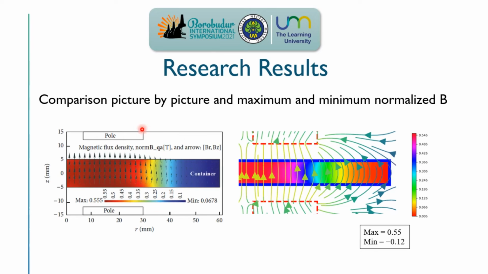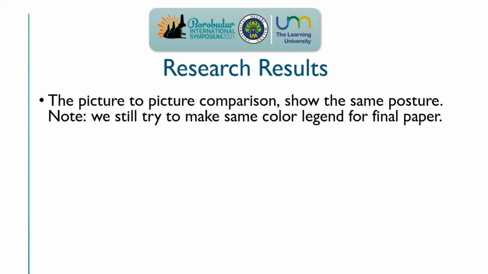Comparison picture by picture, with maximum and minimum normalization. This is from COMSOL and this is from MagPilot. The max value is 0.555 and from MagPilot the max is 0.55. The minimum value is 0.0678 and the minimum from MagPilot is minus 0.12. The picture-to-picture comparison shows the same pattern. Now we shall try to make the same color legend for the final paper.